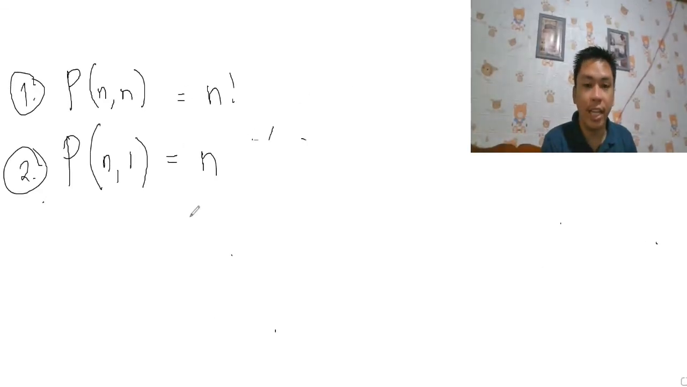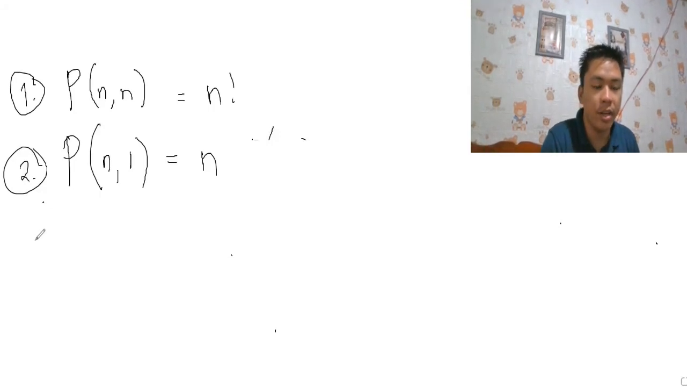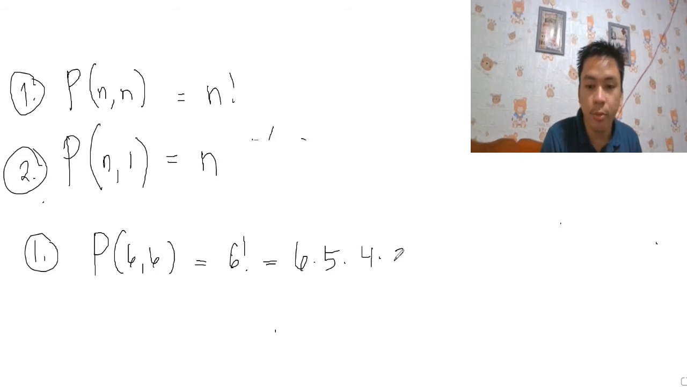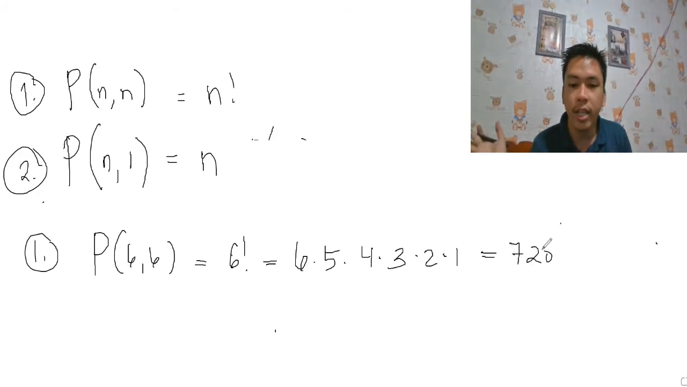Okay, so let's consider an example. Example 1: what is P(6, 6)? By virtue of formula number 1 here, n and r are equal, so automatically you have 6 factorial. That's equivalent to 6 times 5 times 4 times 3 times 2 times 1, and you get 720, if my calculation is correct. That's it. Okay, so let's try another example here.